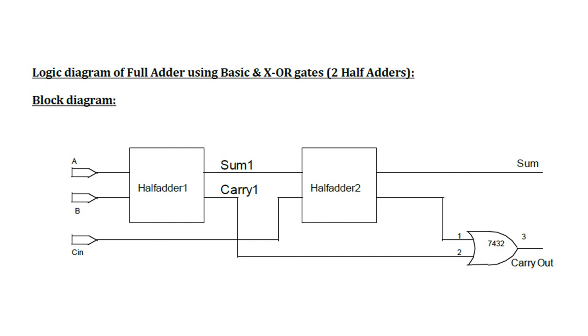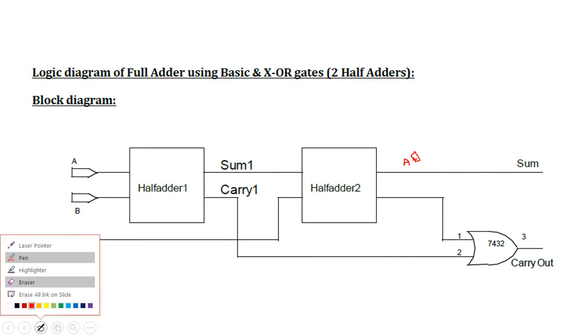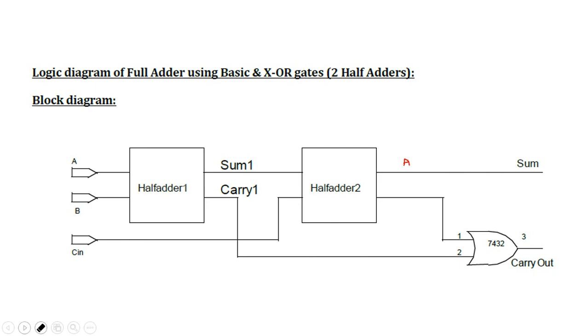So the output of this one will be sum equal to A. The input of this one is A XOR B, A XOR B, again XOR C.